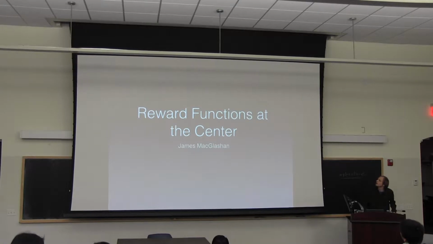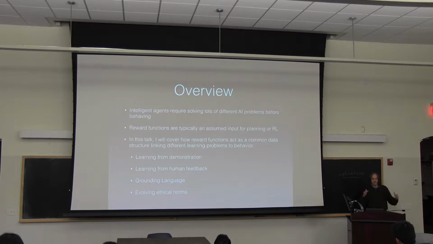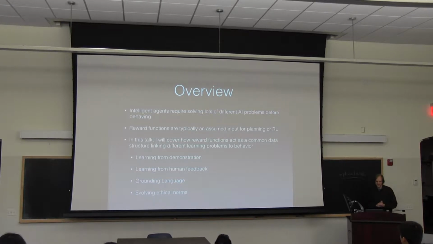So the topic of this talk is reward functions at the center. And the basic idea behind this is that intelligent agents generally need to solve a lot of different problems before they can behave in the world. But in MDP research, you tend to assume, oh, well, we have a reward function, and we're just going to do planning and learning, and that's it, we're done. There's all kinds of other issues you actually need to address before you can even get there.